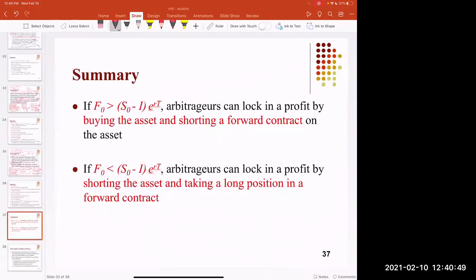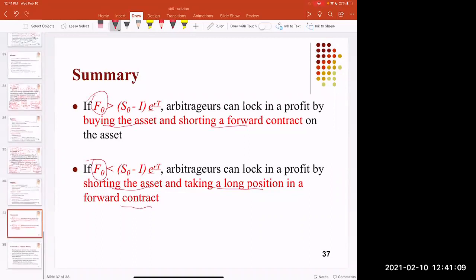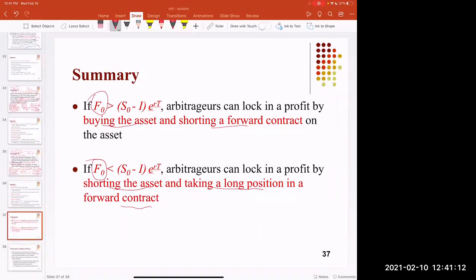Okay, summarize. We talk about arbitrage opportunity. We talk about 2 cases, either market price higher or market price lower. So arbitrager can lock in a profit by either buying the asset and shorting the forward contract, or shorting the assets and taking long position in a forward contract. So that's about case 2, the arbitrage opportunity. The material in this chapter is a little bit complicated, so you really need to spend time to digest and understand all the material. You can go back to watch the video and see how we solve the problems in the slides, okay?